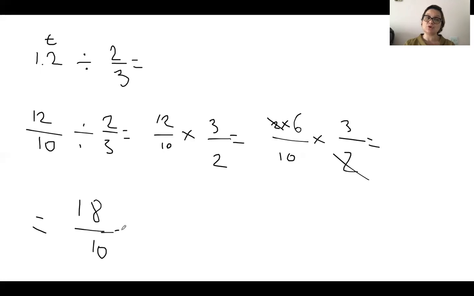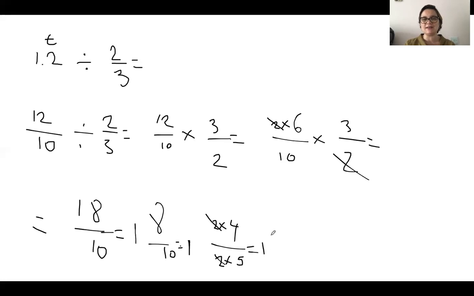Now again, it's an improper fraction. We must change it to a mixed number. So 18 divided by 10 is going to be 1, and 8 over 10. And both of them are in the 2 times table. So if we express 8 as 2 times 4, 10 as 2 times 5, then you see the common factor is 2 on both of them. So the final answer is going to be 1 and 4 over 5. This is the final answer for this exercise.